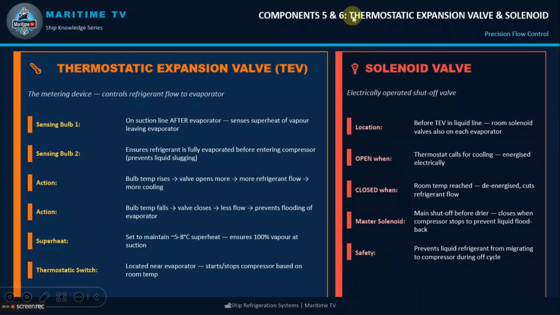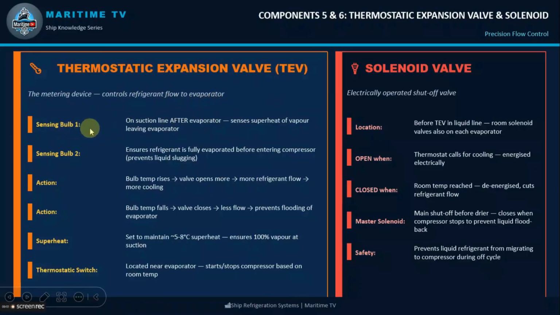Components 5 and 6 are the thermostatic expansion valve and the solenoid. This provides positive flow control. Start with the TEV, thermostatic expansion valve. This is the metering device. It controls the refrigerant flow to the evaporator.